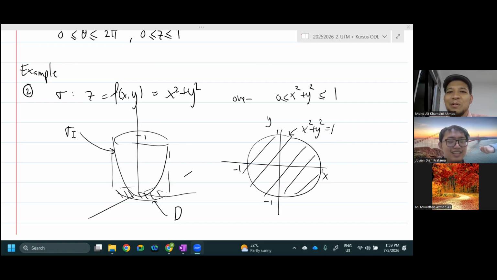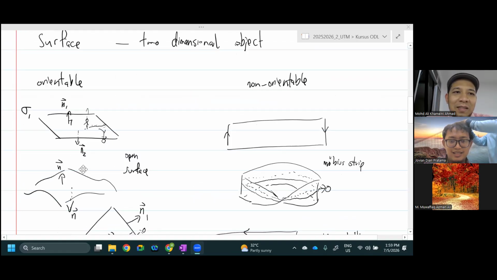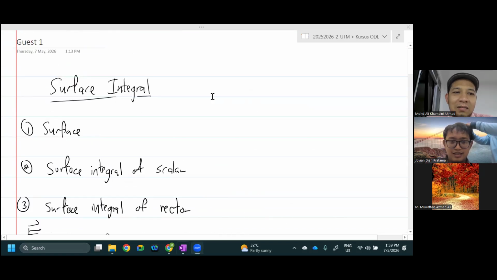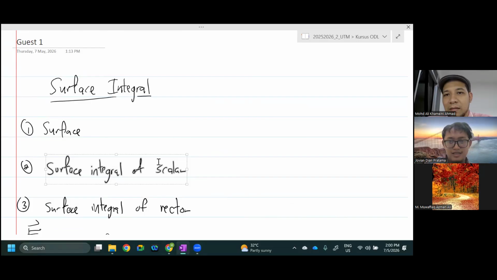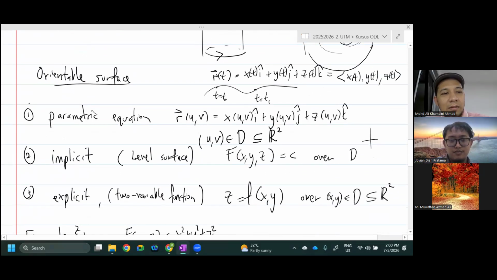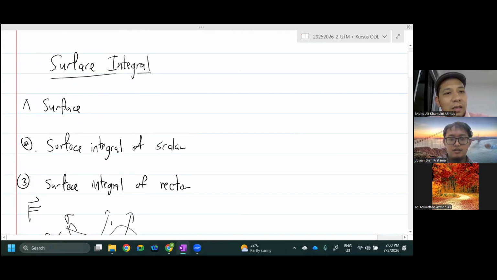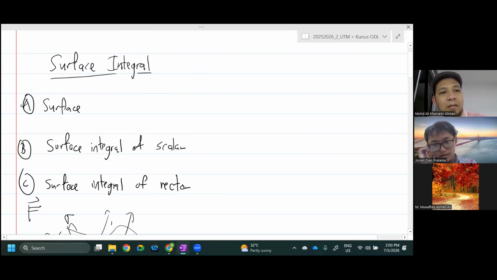Okay, if no question, let me proceed then. So the main agenda, which is the surface integral. So now we talk on surface integral over scalar field. So let me define it. How we can define this surface integral over scalar field here. So this is the first part. Let me use A, B, C here. A, B, and C here.